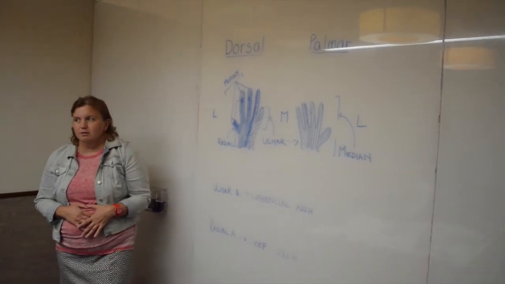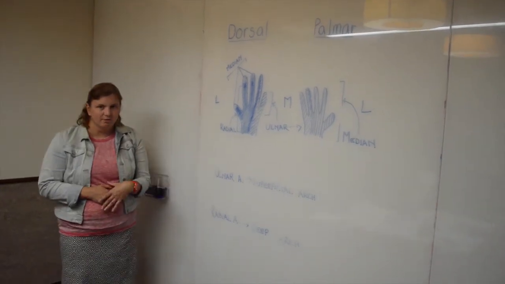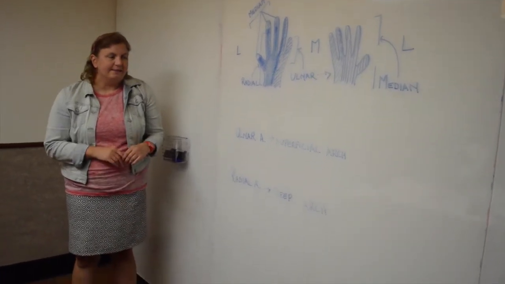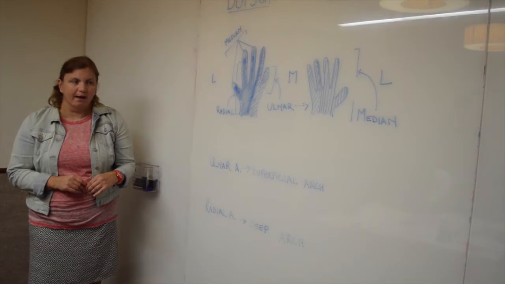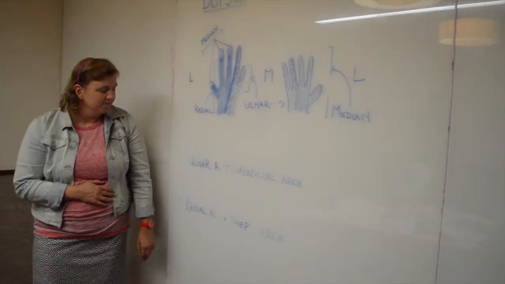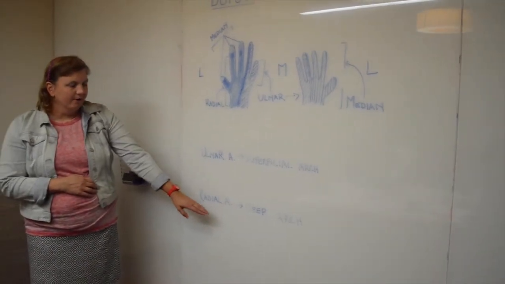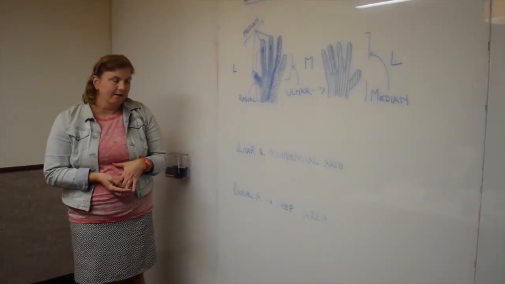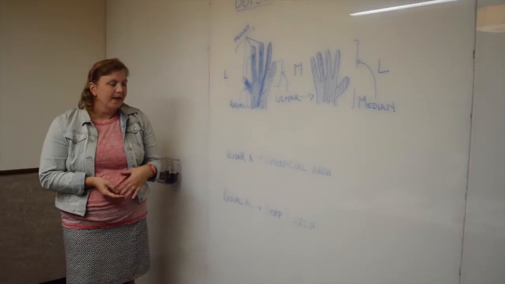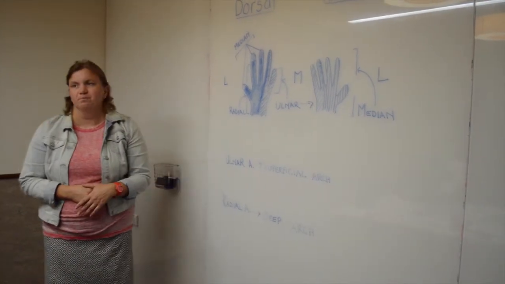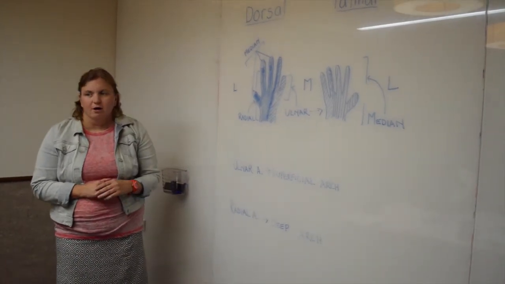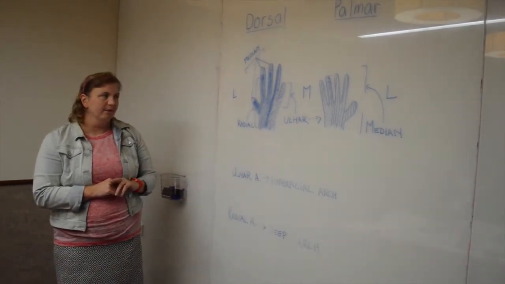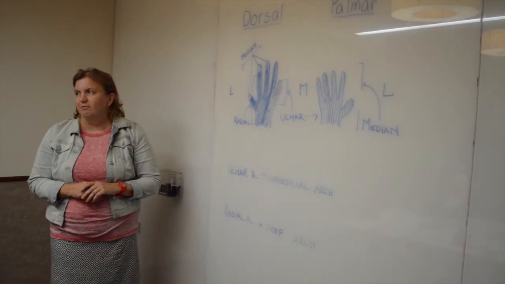Now we're going to come into the arteries. The ulnar artery branches off into a superficial and deep branch and ends up at the superficial arch. The ulnar artery also breaks off into a deep branch and ends up at the deep arch. And the veins of the hand run very closely with the nerves of the hand.